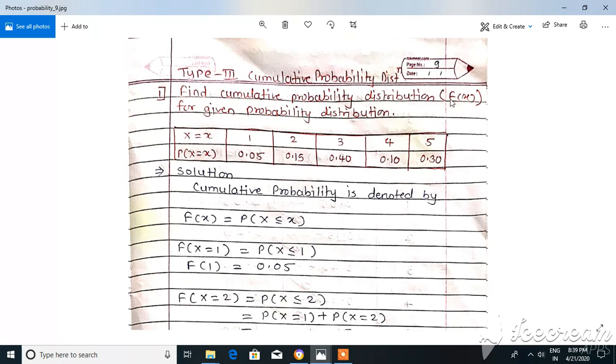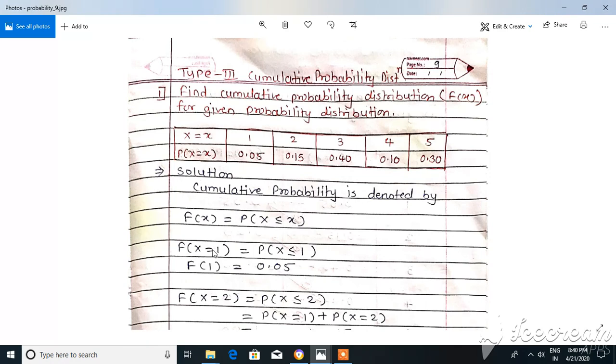This is nothing but probability of X less than or equal to x. Cumulative probability distribution is represented by capital F of x for a given probability distribution. So this is the distribution given to us. So its solution is, by definition of cumulative probability distribution, F of x equals probability of capital X less than or equal to small x.